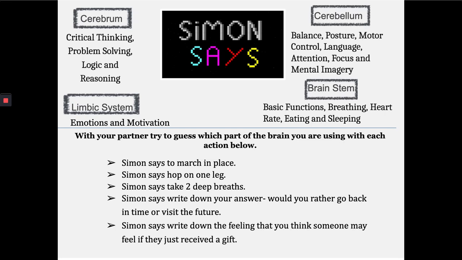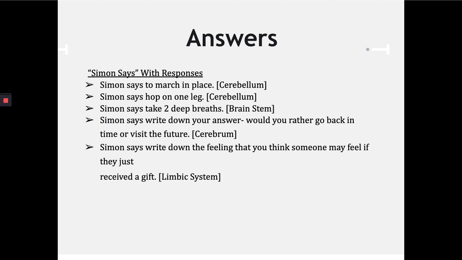Okay, how did you do? Here are the answers coming up. If Simon says to march in place, you would be using the cerebellum, because the cerebellum is used for balance and motion. If Simon says hop on one leg, you would also be using the cerebellum for balance and motion.